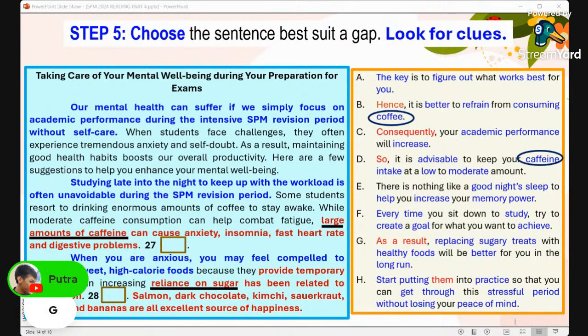Putra says G. Any more? Hmm. Nobody. Anybody giving any more? Haikal is not saying anything. Haikal said, I don't want to answer. But I'm wondering why, Haikal. You must have a reason why you said that.